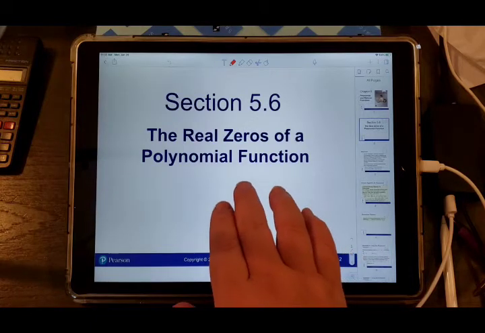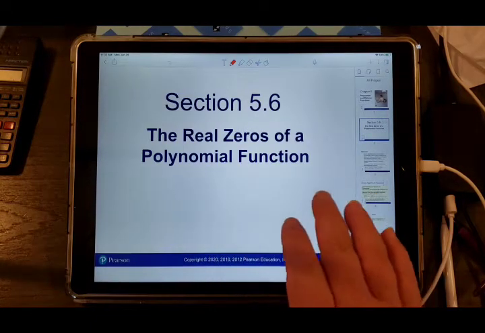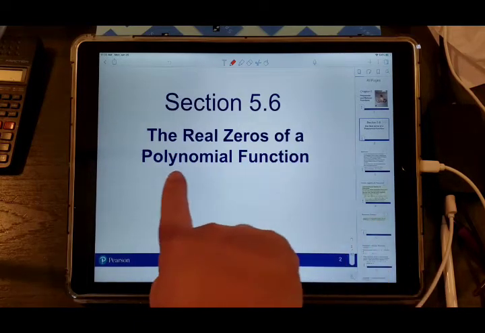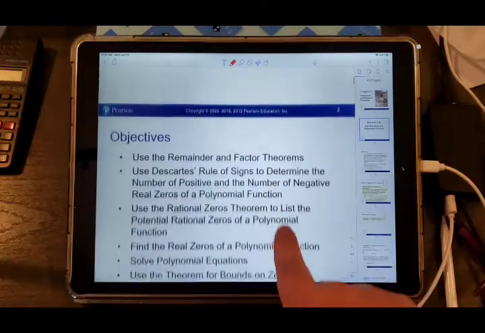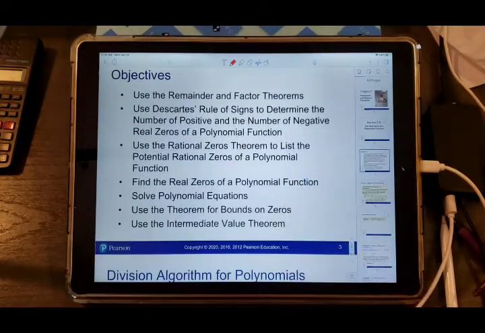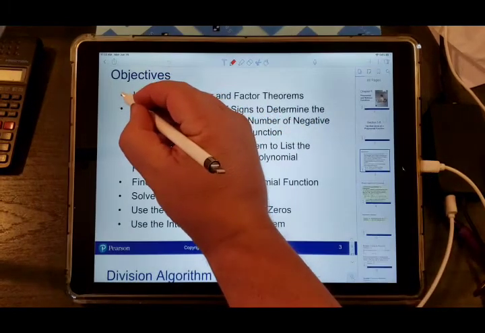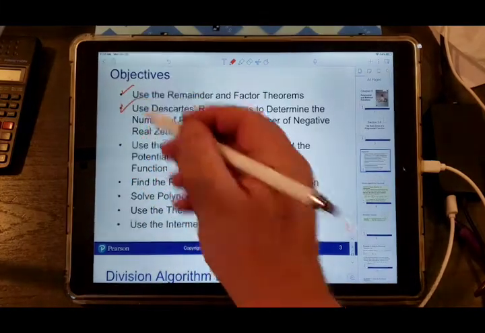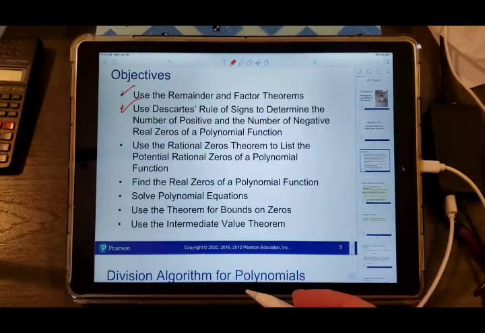Probably the question that, well, first of all, what is 5.6? It's find the real zeros of a polynomial function. We look at our goals, and it just gets lost in the noise. They give you this tool that you may or may not apply.